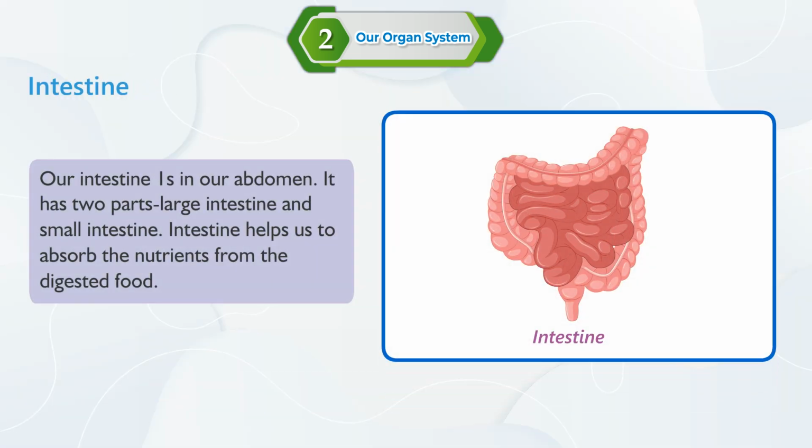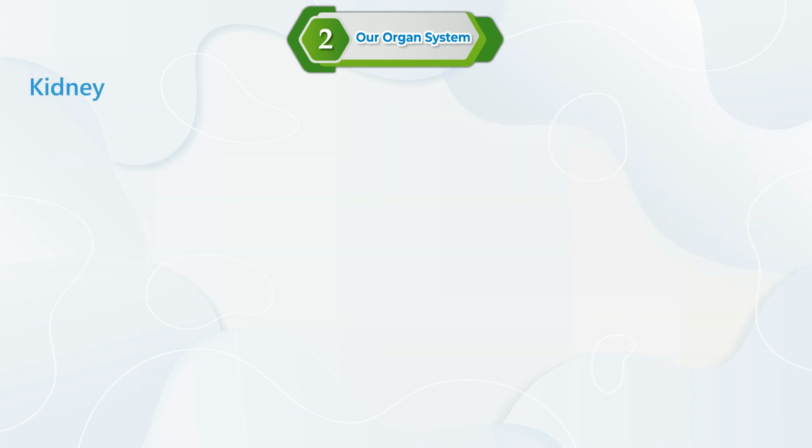Intestine. Our intestine is in our abdomen. It has two parts, large intestine and small intestine. Intestine helps us to absorb the nutrients from the digested food.